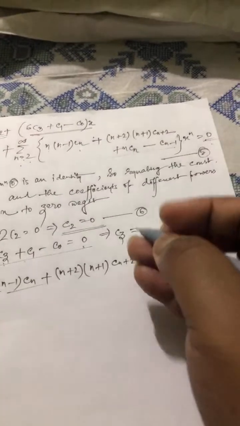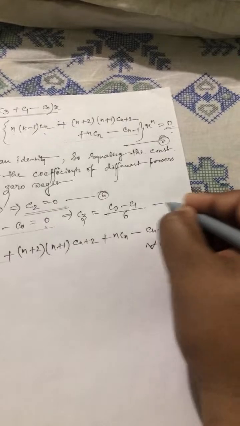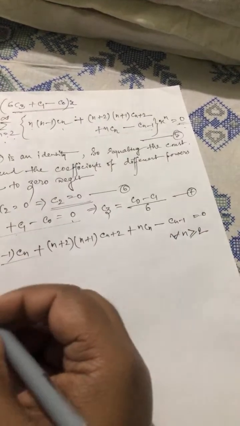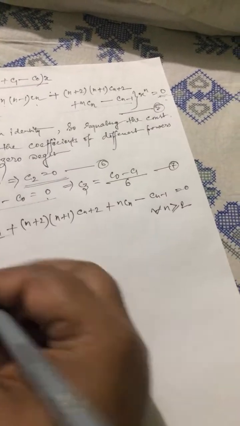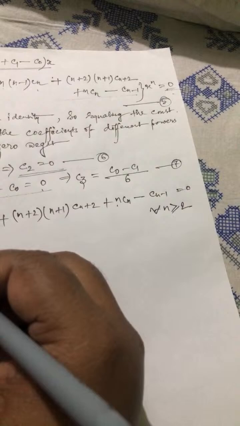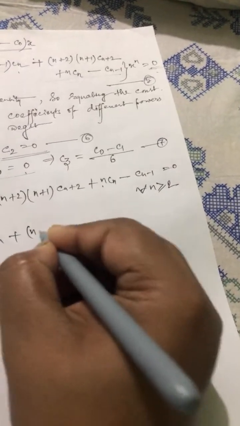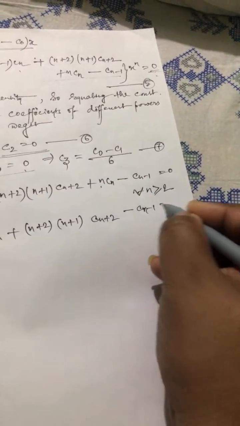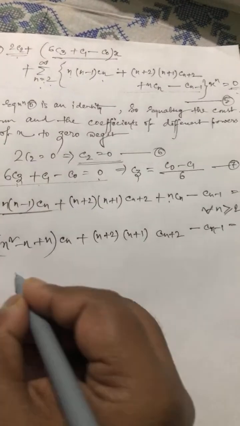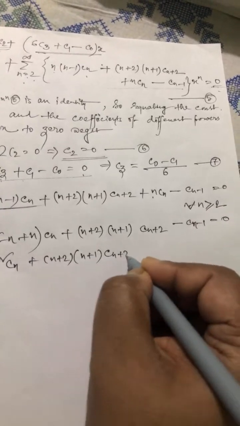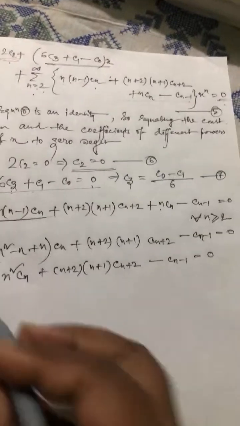So c3 can be written as c0 minus c1 divided by 6. So this is another possible relation. Now from here try to simplify first if possible. So you can see, n square minus n plus n, and then you have cn, (n plus 2)(n plus 1) cn plus 2 minus cn minus 1. This is equal to 0. So n square cn, (n plus 2)(n plus 1) cn plus 2 minus cn minus 1 is equal to 0.